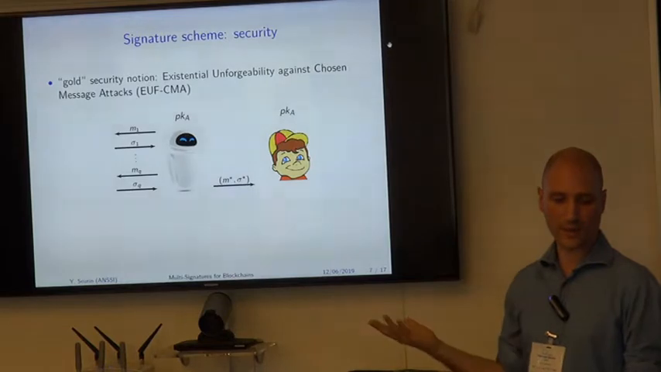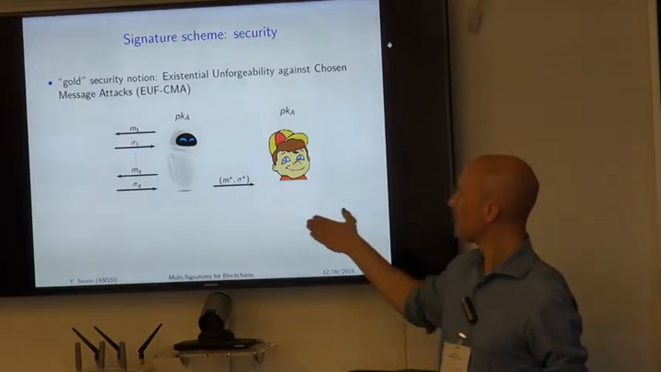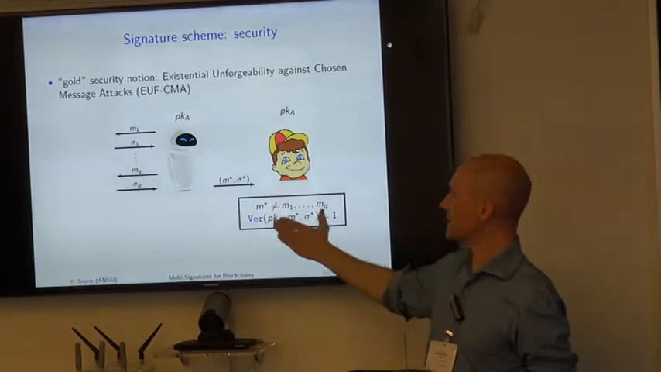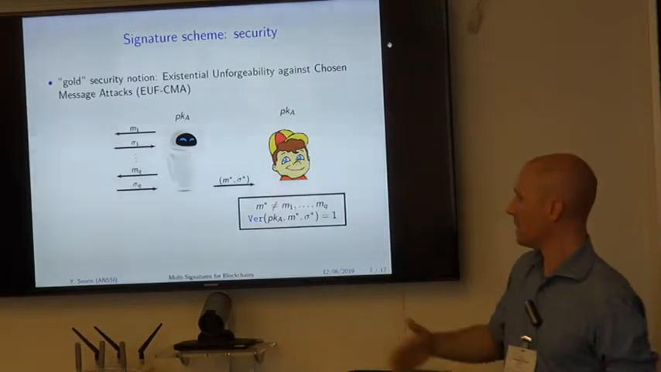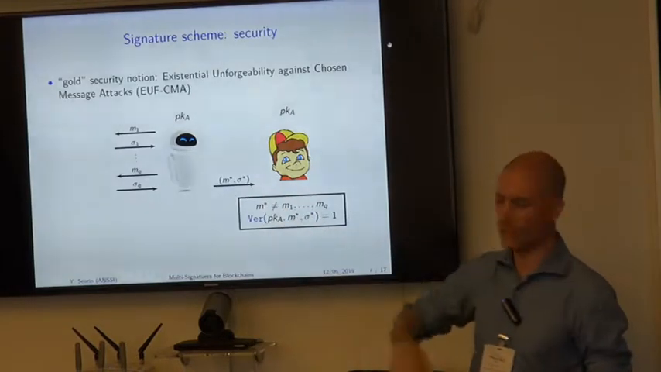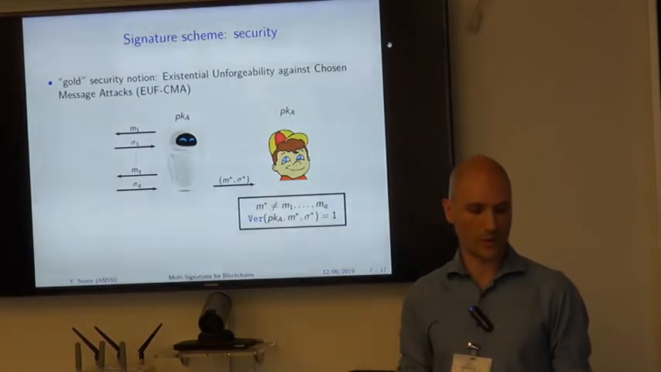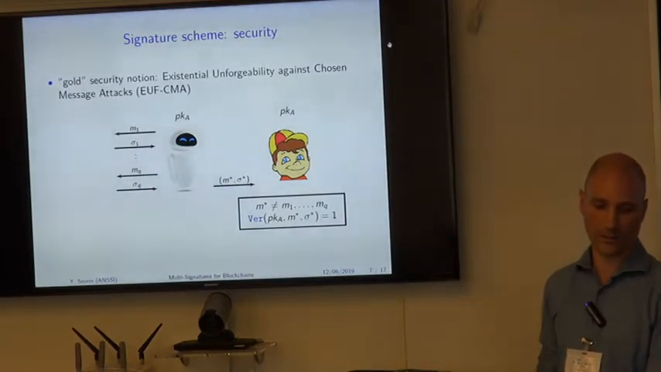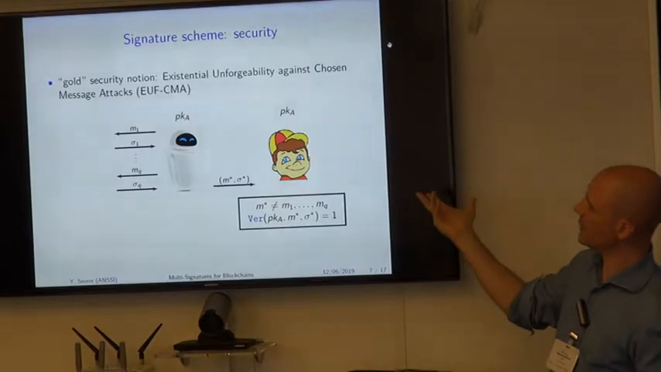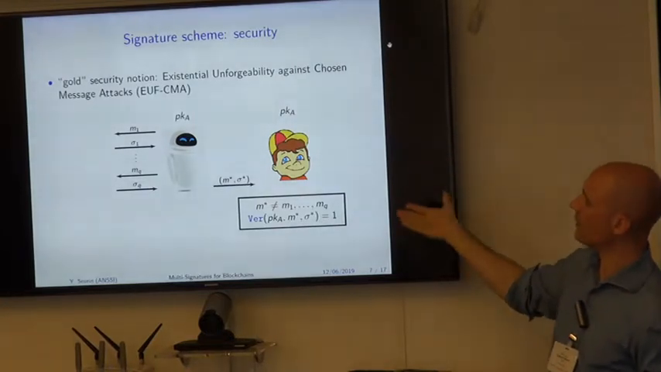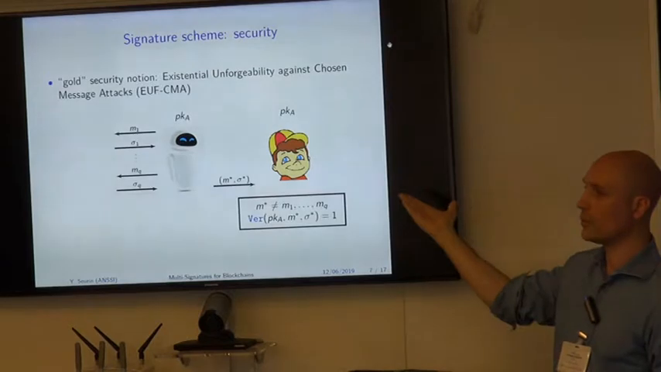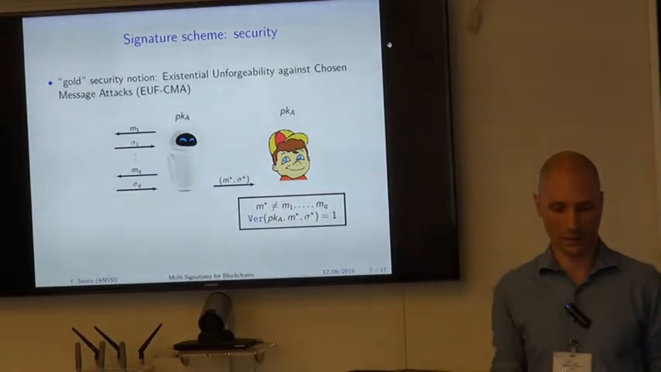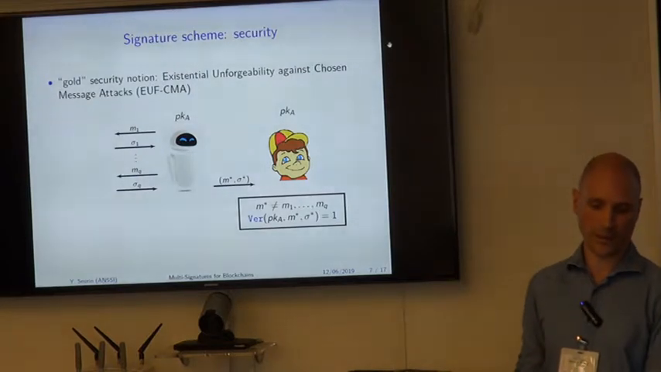Okay, and at some point it will try to produce a new signature for a message that Alice has never signed, and if this signature is valid for the public key of Alice, we say that the adversary has broken the scheme, and it's successful, right? So a signature scheme will be said to be secure under this security notion if no efficient adversary can win this security experiment with a good probability, right?